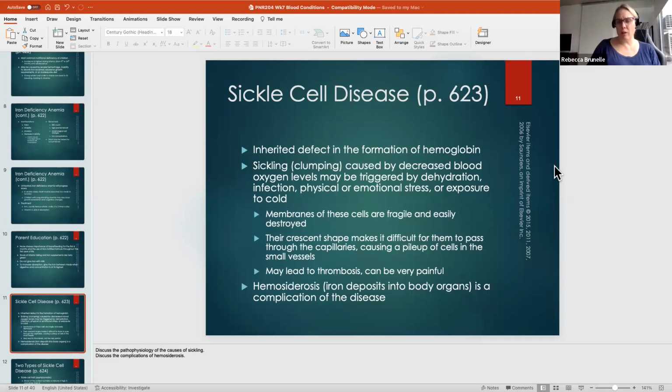So they don't have the same oxygen carrying capacity. The cells that carry their oxygen, and specifically their hemoglobin that's on that cell, it's sickle shaped. So it's kind of shaped like a crescent moon instead of being round. So very good.